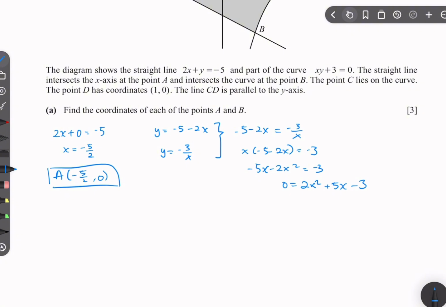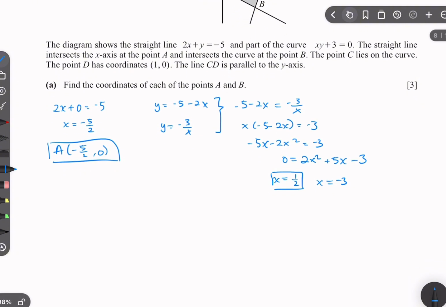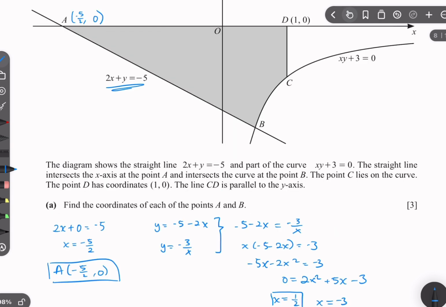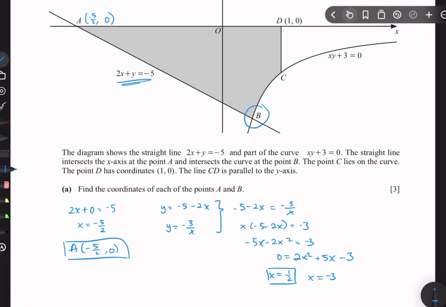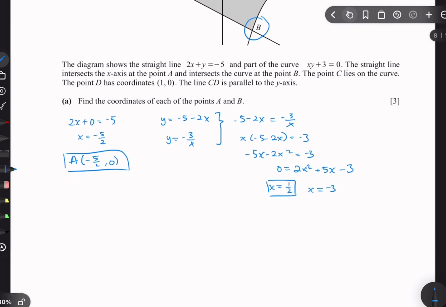Okay, so now we have a quadratic. We can put this into the quadratic equation to get x is equal to half and x is equal to minus 3. You can also factorize this. And then the x value for B must be a half, because minus 3 would be in the negative quadrant, but because B in this diagram is in the positive quadrant, it must be half. And then now we have to find the y value for B by subbing a half into one of these equations. And I'm going to use minus 3 over x. Then y will be minus 6. So we have the B coordinate now.